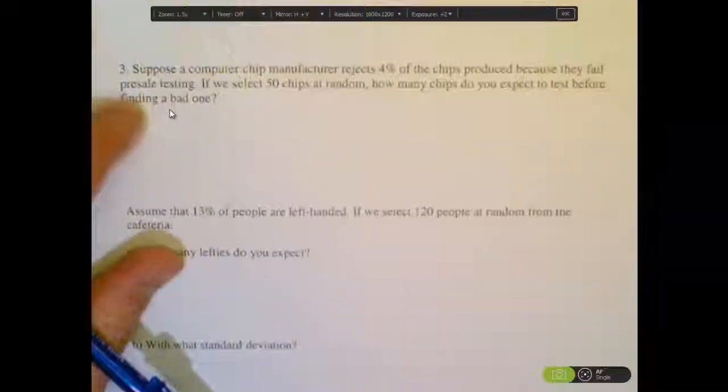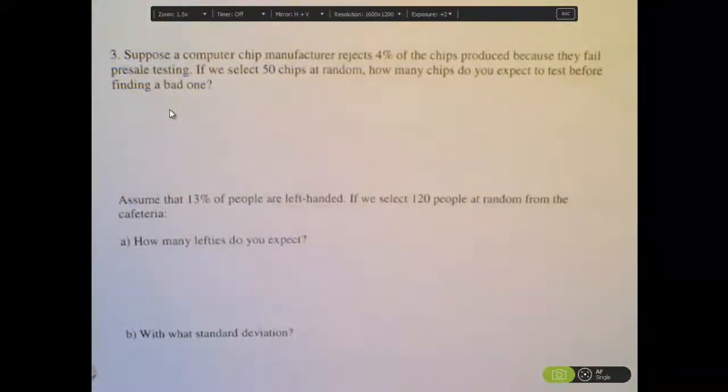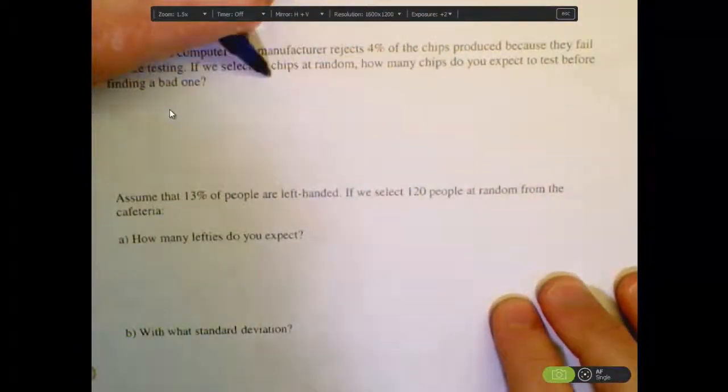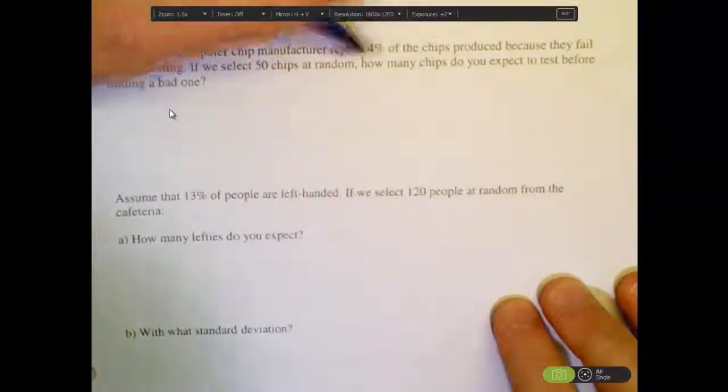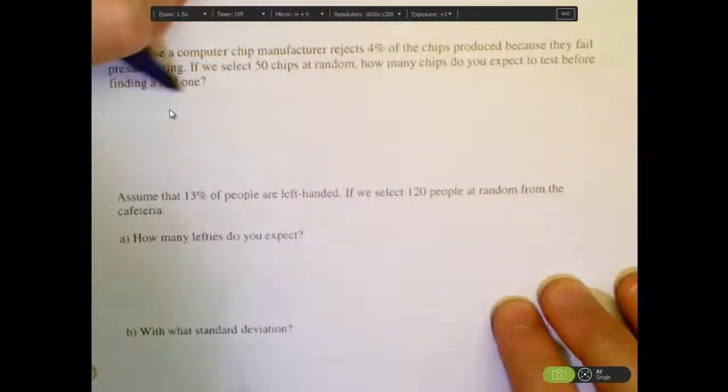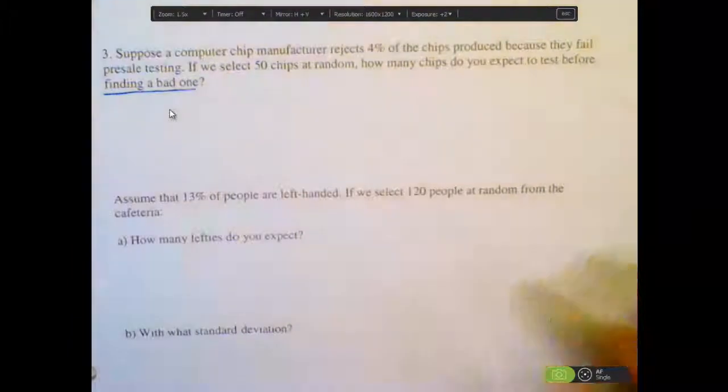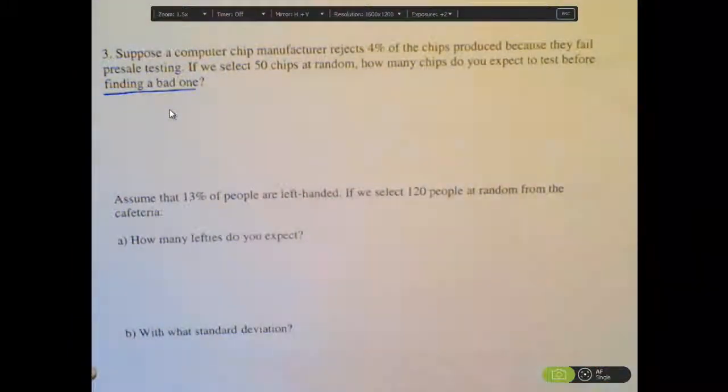Okay, so we're going to start to build off of that a little bit into some expected value and some standard deviation questions. So in question 3, suppose a computer chip manufacturer rejects 4% of the chips produced because they fail pre-sale testing. If we select 50 chips at random, how many chips do you expect to test before finding a bad one? So we're looking at how long until that first success. This becomes a geometric probability model.